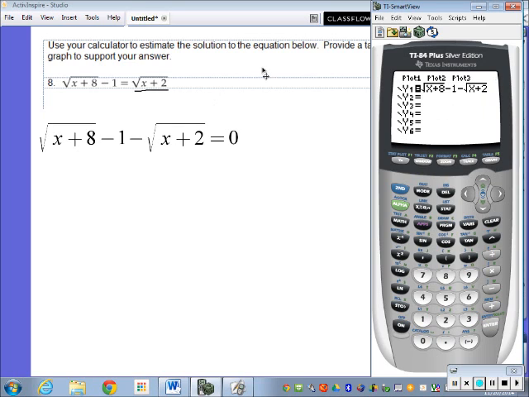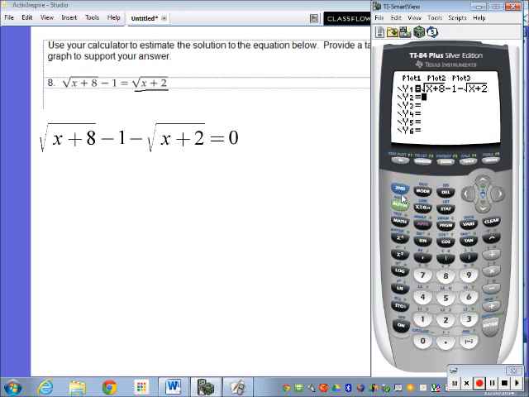So the first thing we need to do is look at our table to find out what our solution is between, which two x values. And so if it's equal to 0, my solution is going to be somewhere between where my y values change from a negative to a positive, because 0 is between any negative and positive number.